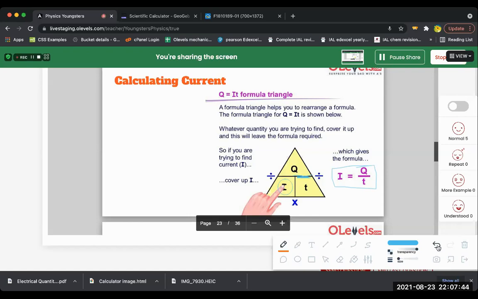Okay. Now let me ask you another question. It's not mentioned here. What if we have to calculate time T? What will we do first? Ma'am, can I tell? Yes. You have to put a finger on T and see what numbers we are remaining with. We see the divide sign, and on the other side we have Q and I. This line means divide, so your answer will be T is equal to Q over I. Very good, Arush. Very good.